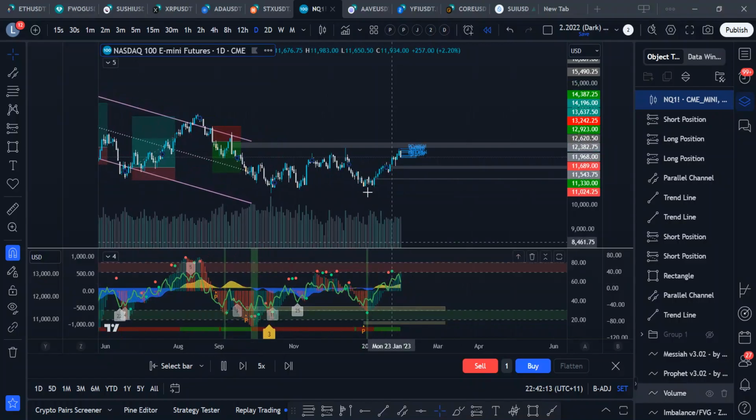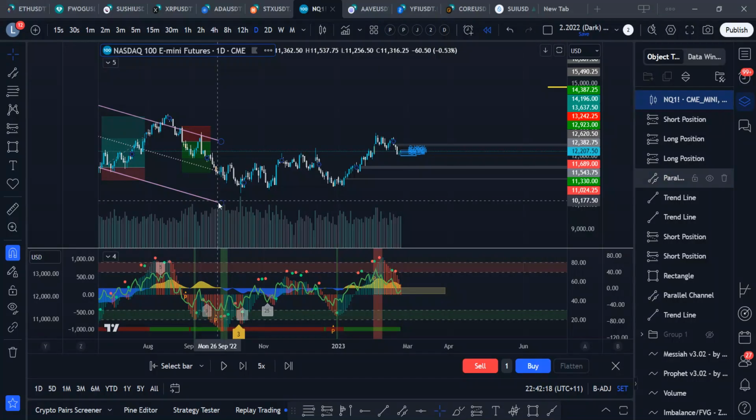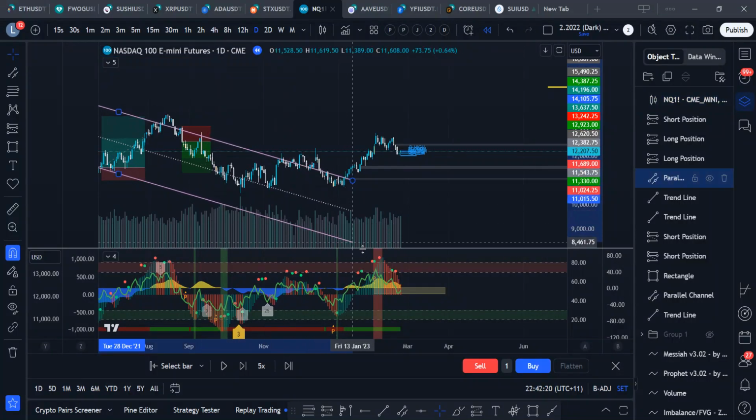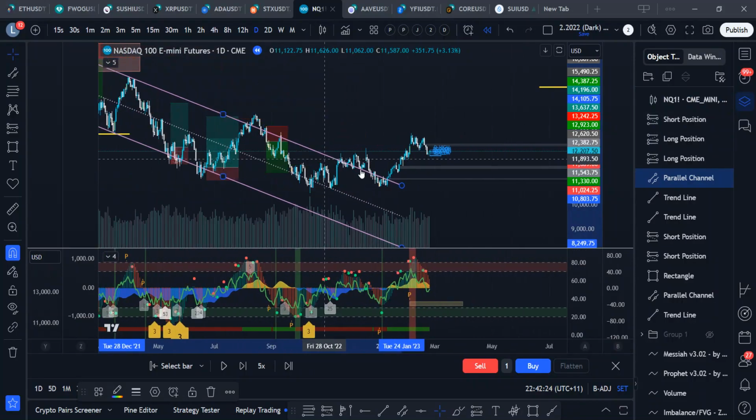Still flat. See, we haven't made a new low. Again, failed to make a new low. I'm going to pause this. If I stretch this channel out, cool. You can see we started to push out, failed to go back in, and now we push out properly.